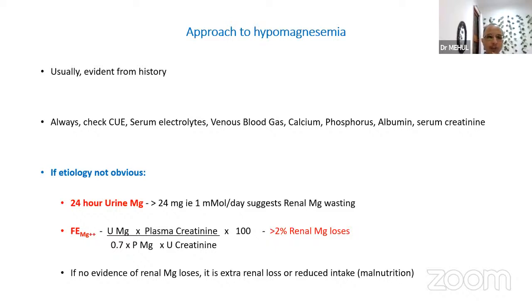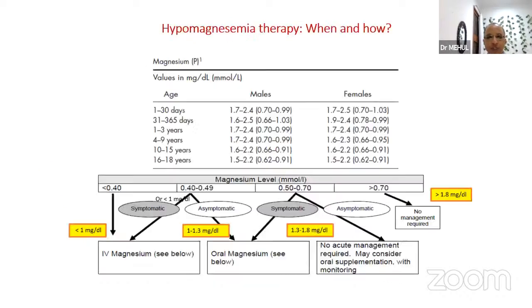The other way to look at the urinary magnesium loss is by calculating the fractional excretion of magnesium in the same way as we calculate FeNa. The only thing is we consider plasma magnesium times 0.7, because that's the free magnesium which is filtered, and not the 100% of the plasma magnesium. Again, if this number is more than 2%, it would mean that the kidneys are contributing to the magnesium losses. If it's less than 2%, you can say that kidneys are conserving magnesium. So if it is not evident from the urinary magnesium losses, think about extrarenal losses or reduced intake, often malnutrition.